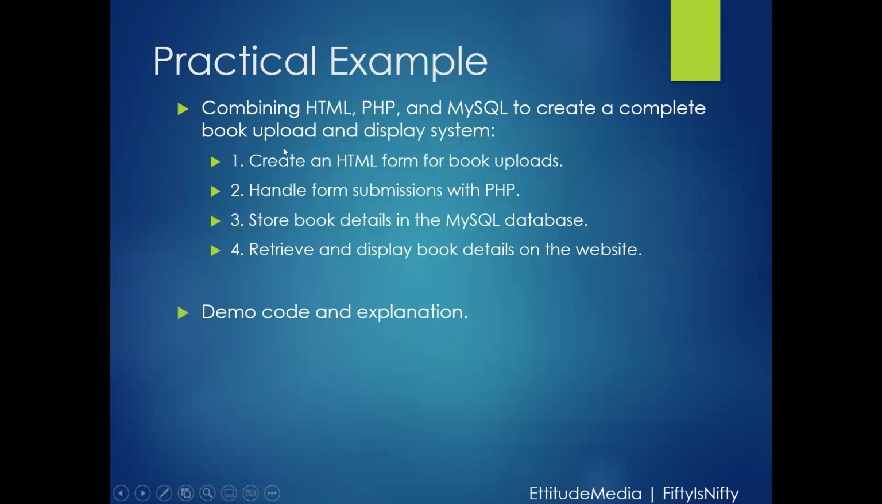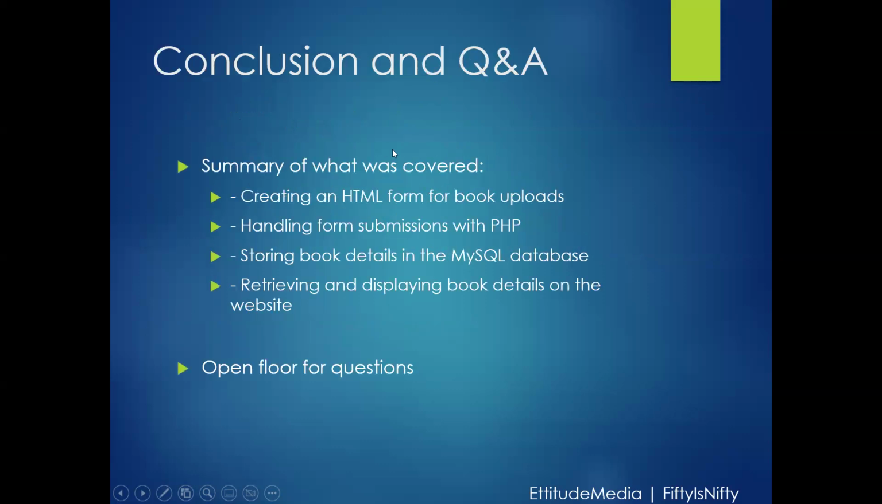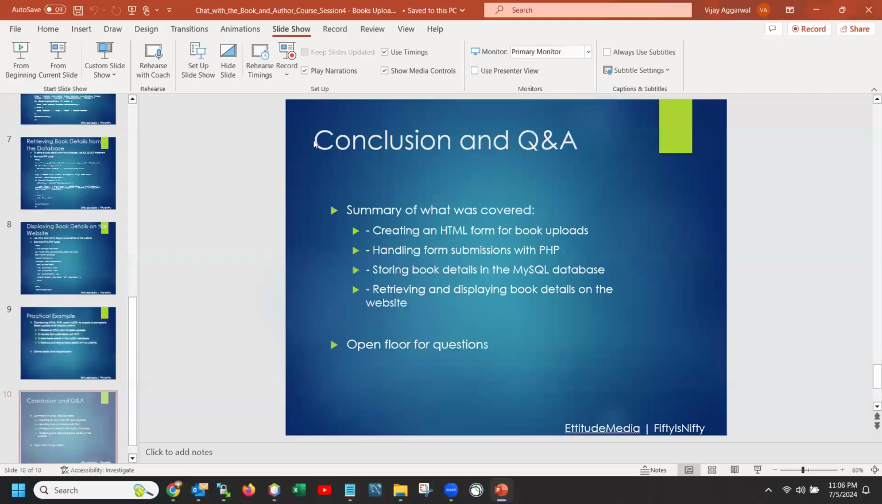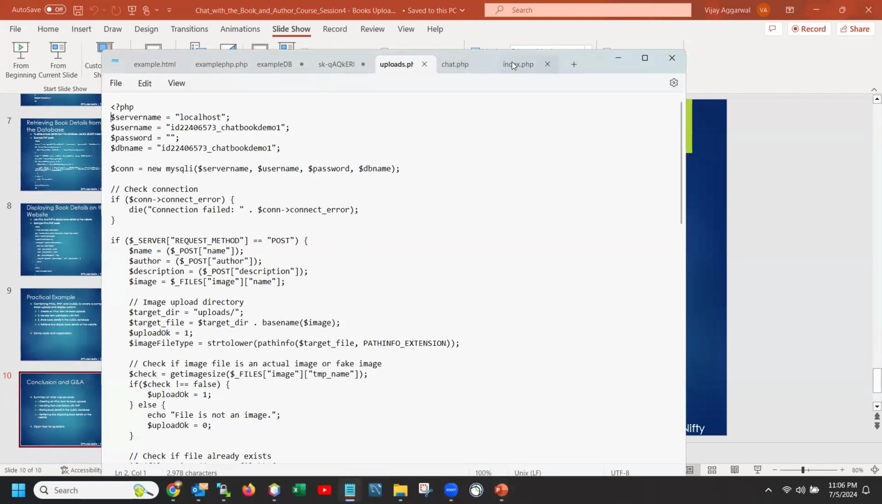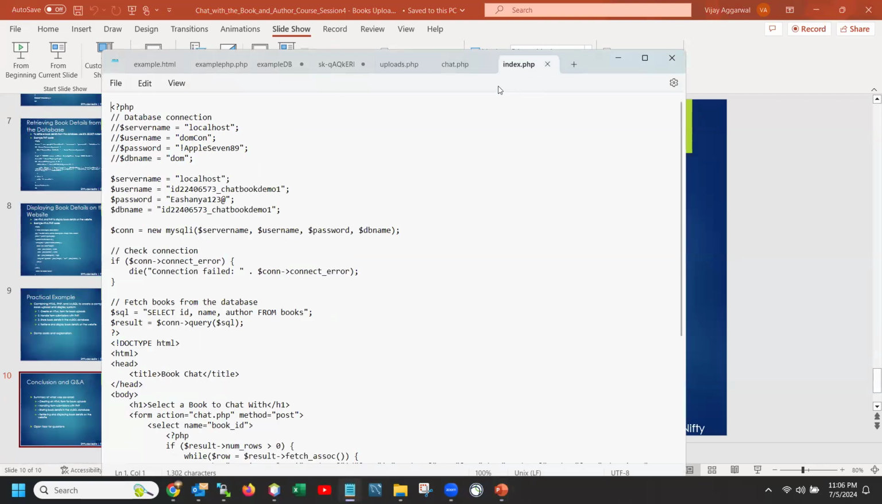So this is just what we just did: creating an HTML form for book uploads, handling form submissions with PHP, storing book details in the MySQL database, and retrieving them for display, right? Okay, so escape here. The next file we are going to create is this index.html file.